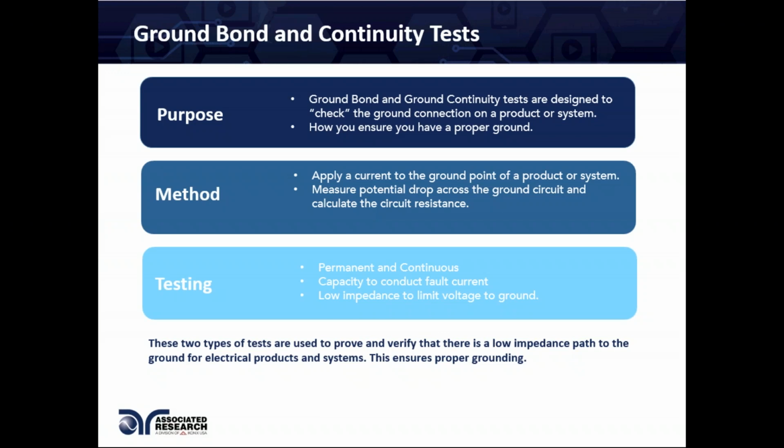And the result of the test should determine, or at least what we're looking for, is that the ground is continuous, permanent, and capable of dealing with high currents, with the capacity to conduct fault currents, and should be low enough impedance to limit voltage to ground. So these two, the ground continuity and the ground bond tests, are used to prove and verify that there is a low impedance path to ground for electrical products and systems. And in doing so, we're ensuring that we have proper grounding available.